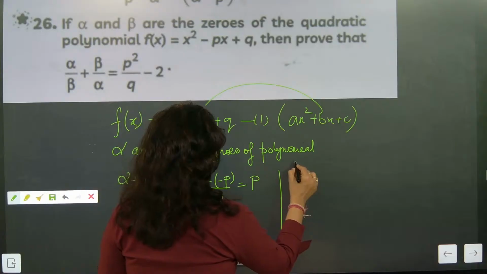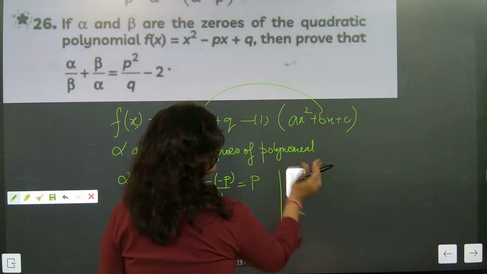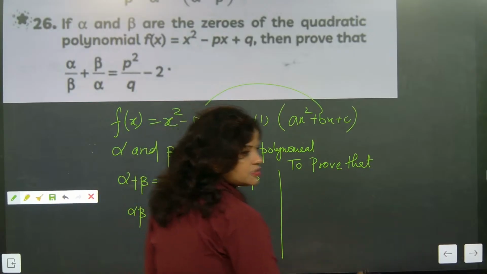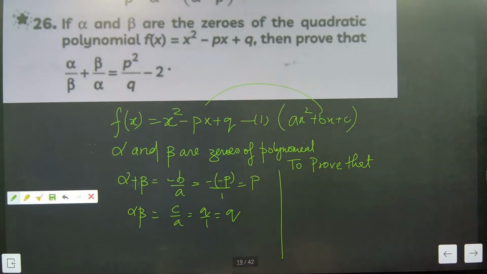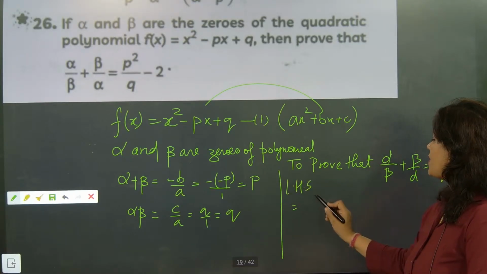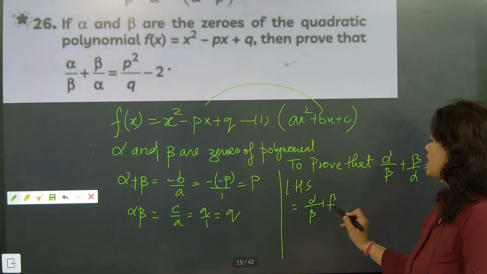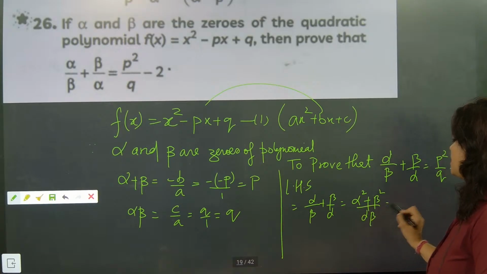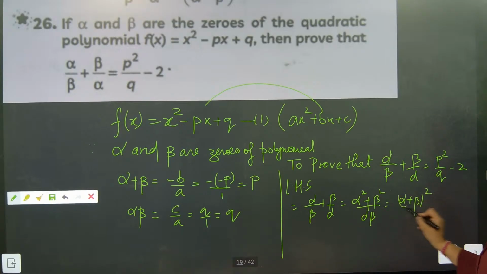I will say, what is given? Alpha by beta. So I will write 'to prove that', because this is a proof question. To prove that alpha by beta plus beta by alpha is equal to p square by q minus 2. LHS I will take. So alpha by beta plus beta by alpha. Cross multiply: alpha square plus beta square by alpha beta. That will be written as alpha plus beta whole square minus 2 alpha beta by alpha beta. That's it, bingo, done.